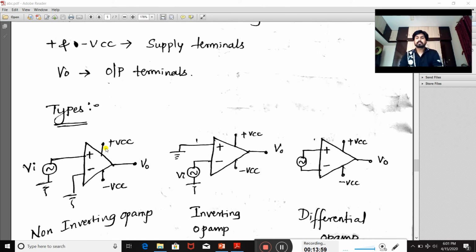So this is the explanation for today's class. What we have covered: what an operational amplifier is, its basics, symbol, pin configuration, types and ideal characteristics, along with the types as well as feedback circuits.